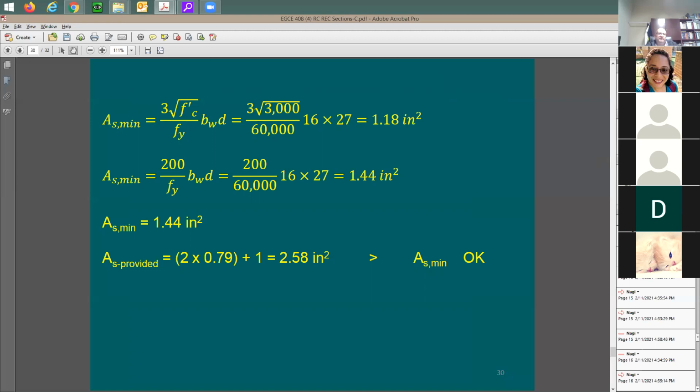So which one do you need? Which one now controls your design? Is it the 1.44 or the 1.18? I'm going to say I have to use the larger. It's going to be this one here. How much did you provide? I said I provided 2.58. Is this okay? Yeah, above the minimum. It's going to be okay. I have no problem with that. So this is okay. Now I check the minimum reinforcement needed for flexure, which means for tension. Any questions on the minimum amount of reinforcement needed?